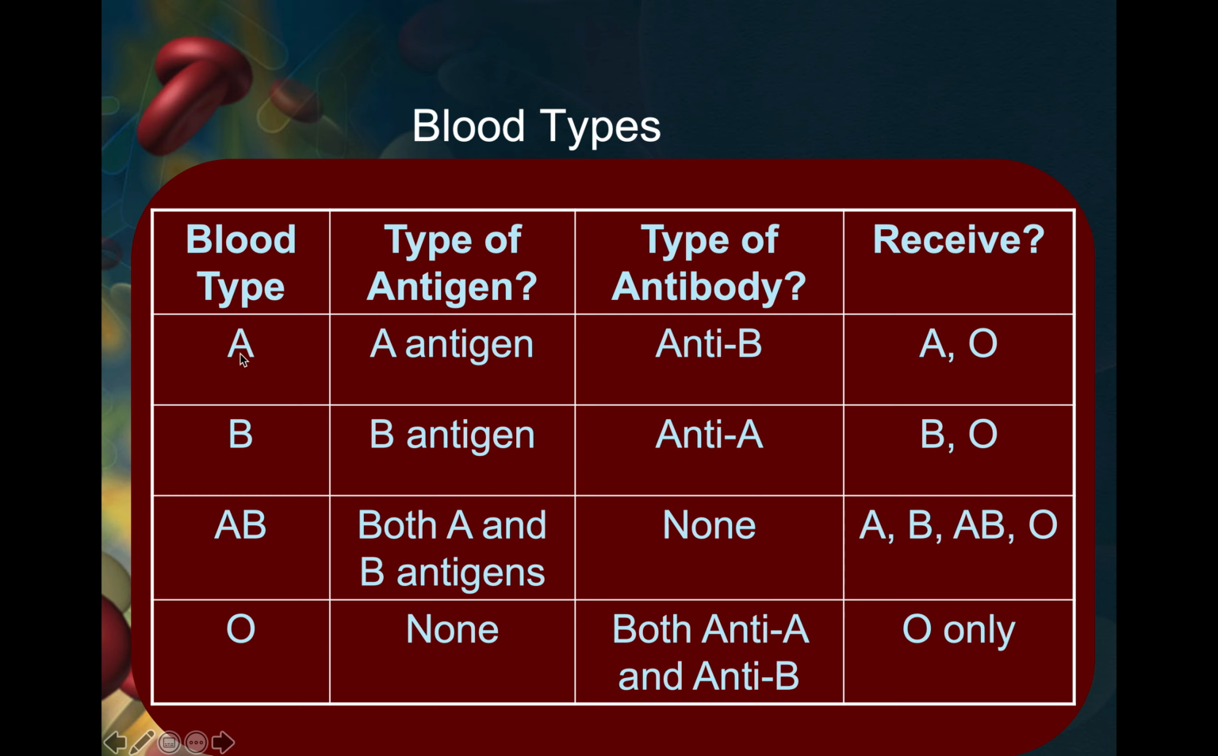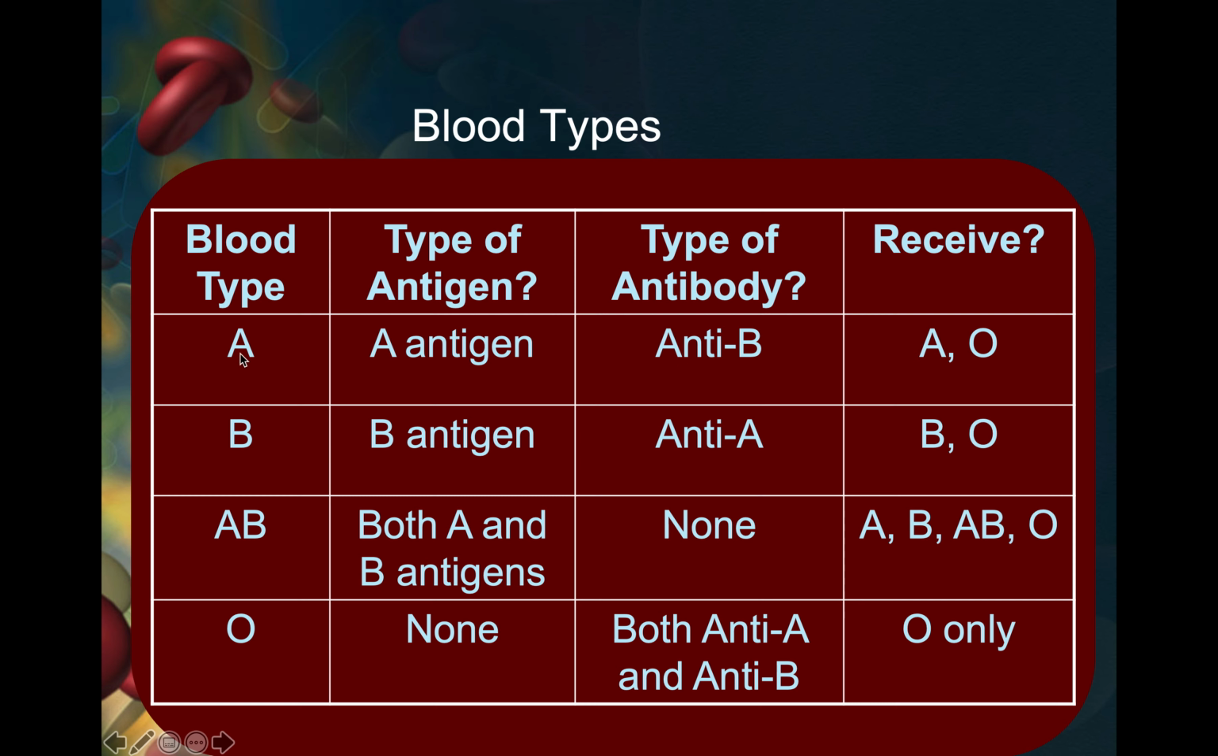It can receive blood from a like blood type, type A, or from type O. B can receive blood from B or O. Why? Because it produces the anti-A and will attack anything with an A in it. So both A and AB are out for a person with B blood type.